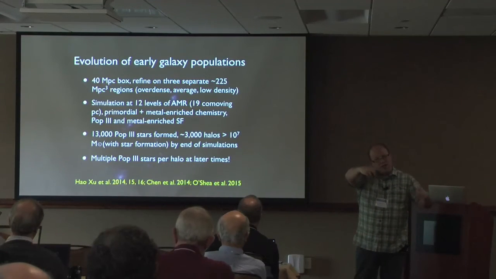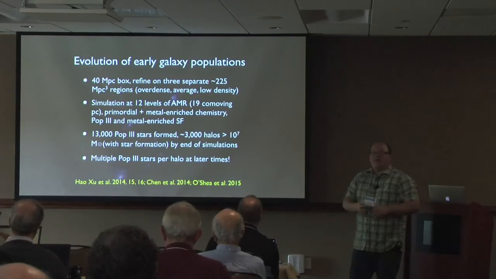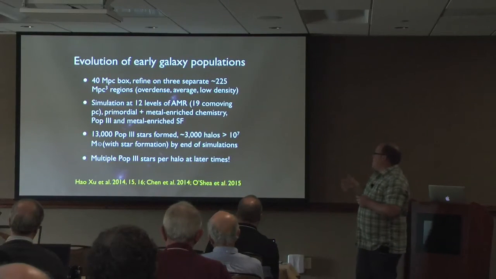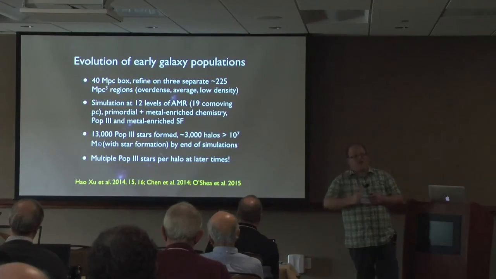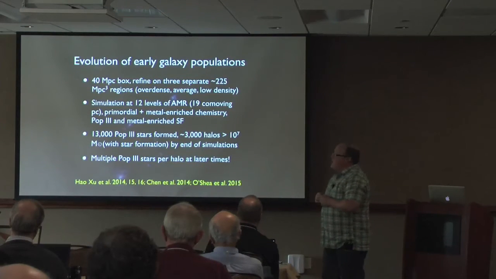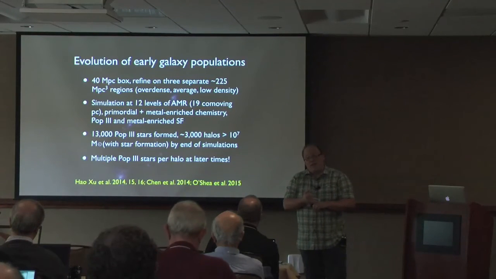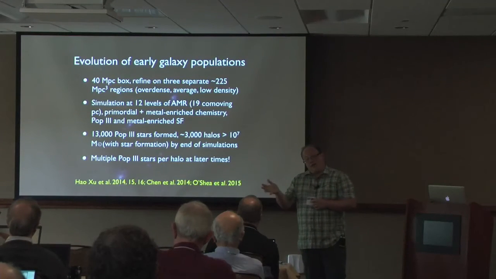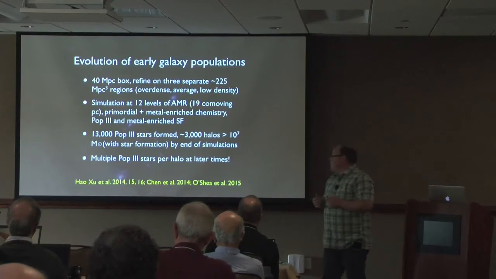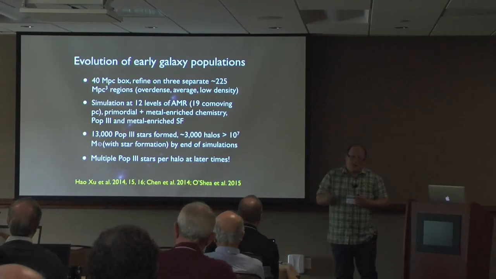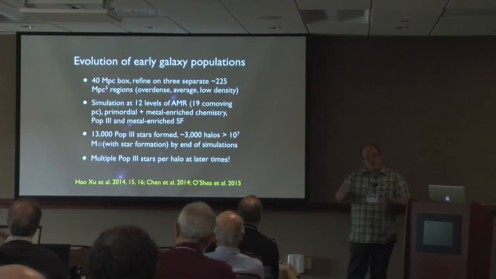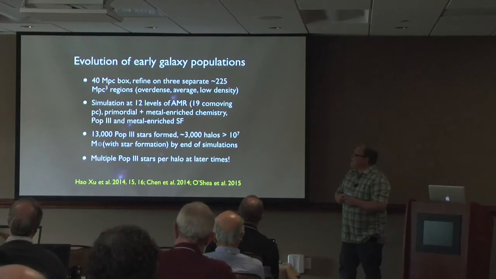And then we zoomed in on a few specific separate regions and did simulations with essentially parsec resolution at the redshifts we cared about, with lots of adaptive mesh, very high resolution, all the chemistry I was talking about before, and radiation transport. We followed ionizing radiation and photodissociating radiation with the radiation transport. And we formed these Pop III stars. We followed the metal enrichment of the universe, and then we did the metal-enriched stellar populations as well.